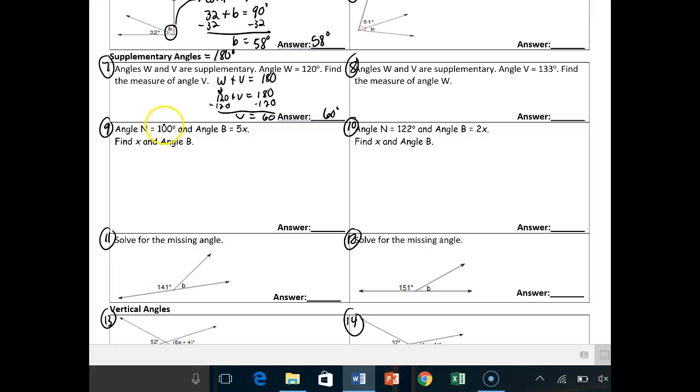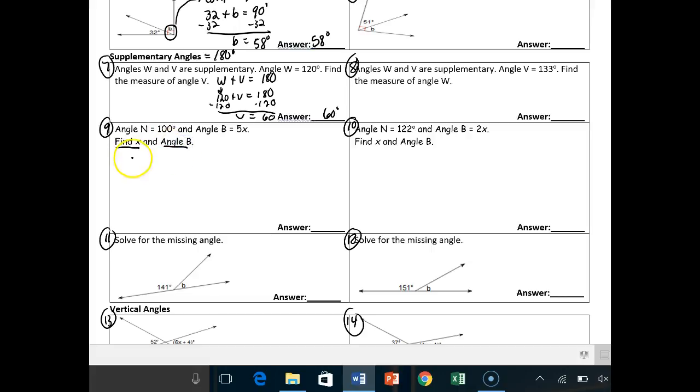Angle N is equal to 100 degrees. Angle B is equal to 5x. What I didn't tell you is that they are supplementary, so we'll just assume since it's in the supplementary angles category that they're supplementary. So find x and find angle B. So there should be two answers to this. Find out what x is and what angle B is.